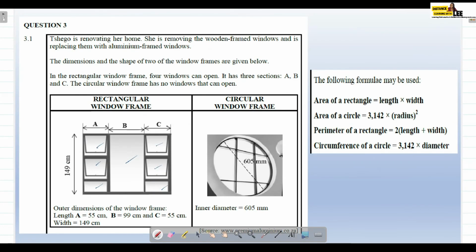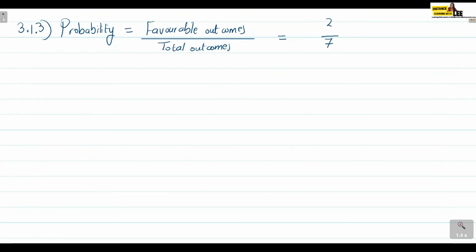In this case, the window panes that could not open were 1, 2, 2, and 3. So 3 out of the 7 window panes could not open. So our favorable outcome in this case is 3, 3 out of the 7. And then from there, guys, it's straightforward and easy.